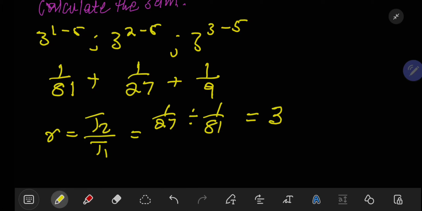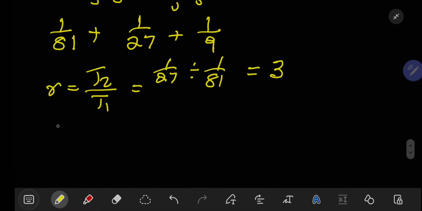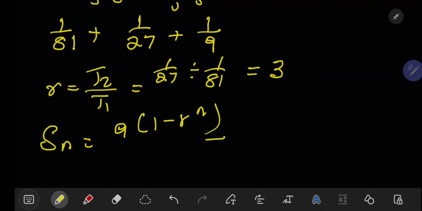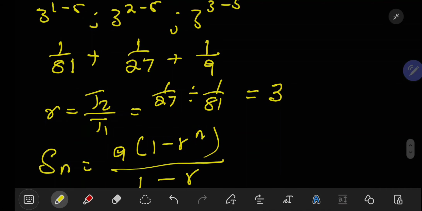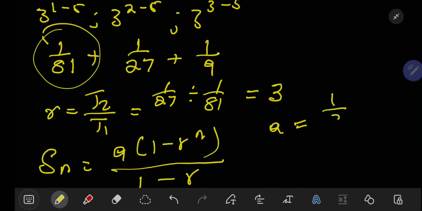So we expanded, and now we have our common ratio. Then it means we must calculate the sum. We're going to use the sum formula for the geometric series. So the formula is that Sn is equal to a into 1 minus r raised to exponent n divided by 1 minus r. The most important thing here is that we must find the a value. Our a value is the first term, which is 1 over 81. And our r value, we have it, which is 3.